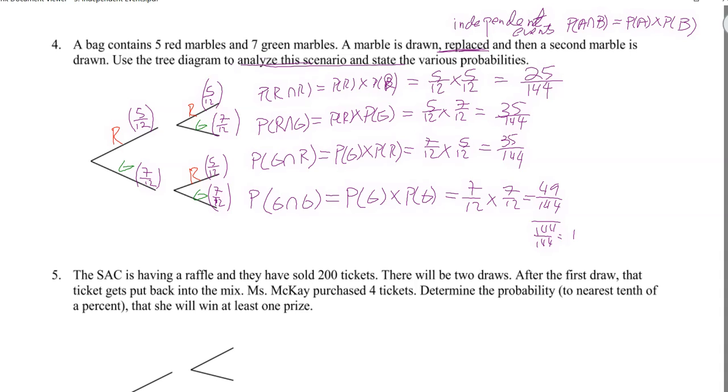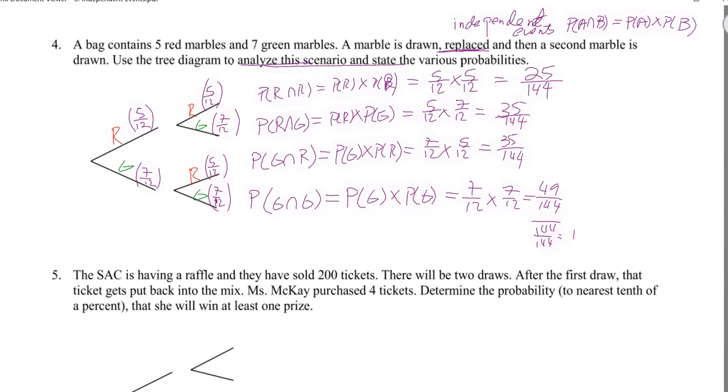Now, analyze this scenario and state various probabilities. So, it can work this way. The probability of getting 2 reds is 25 out of 144. So, probability of 2 reds being drawn, when you put back, is 25 out of 144.